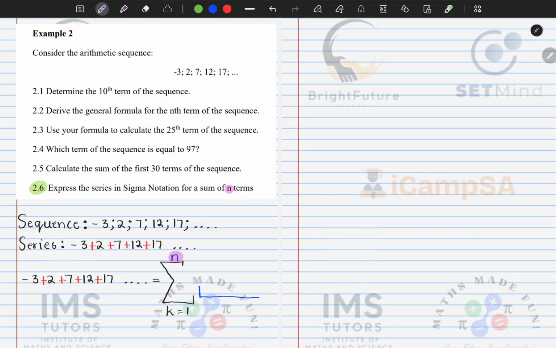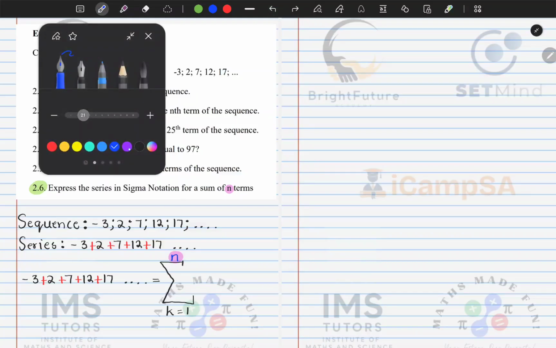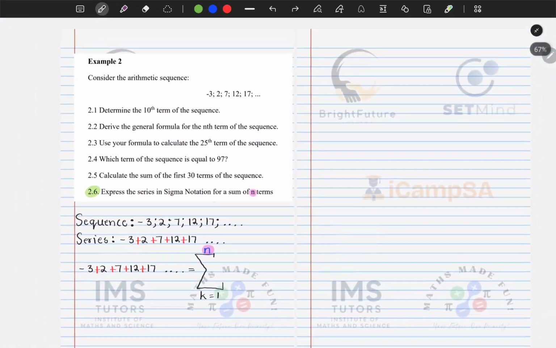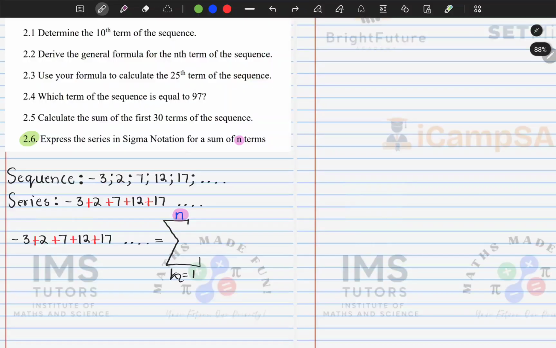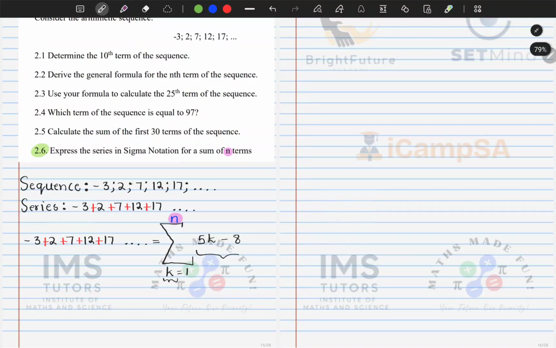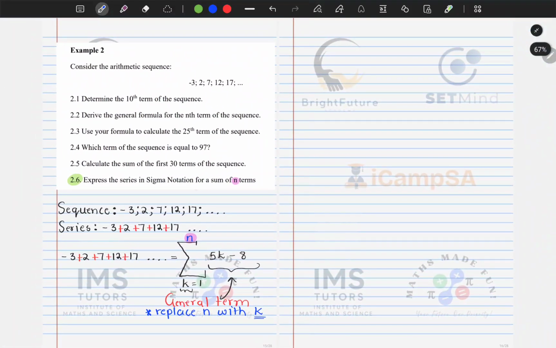And then what sits here is our general term. If you observe carefully, we found it as 5n minus 8. But we don't use n, we use k. So it's going to be 5k minus 8. This here is our general term, and all we did was replace n with k. That would be essentially our answer expressed in sigma notation.